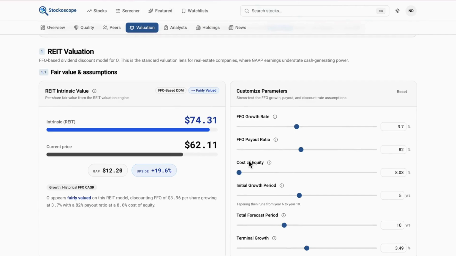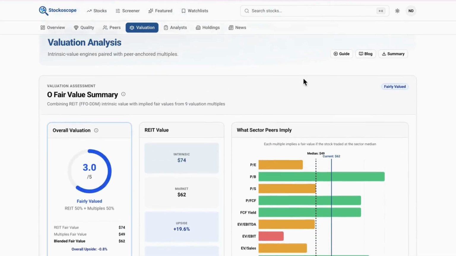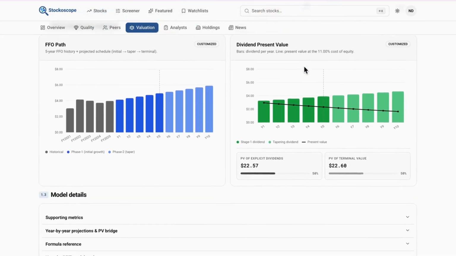Because REITs are asset-heavy and pay out most of their cash, it values the stock from projected funds from operations, the growth rate, the payout ratio, and the cost of equity, all of which you can customize just like the other models. Below the intrinsic value section, you'll find the valuation multiples.